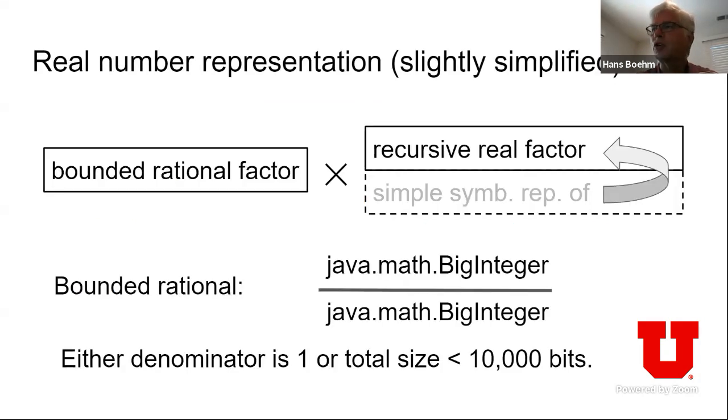So the actual representation we use for real numbers is the following. We represent a real number as a bounded rational factor, a rational number times an arbitrary recursive real factor. And whenever possible, we use a simple symbolic representation to describe the recursive real factor here. This is significantly redundant in that if we just constrain the bounded rational factor to 1, we can still represent all numbers. On the other hand, this potentially gives us a lot more information, which turns out to be quite helpful. We use bounded rationals here rather than general rationals in order to avoid certain performance anomalies if these things get too big.